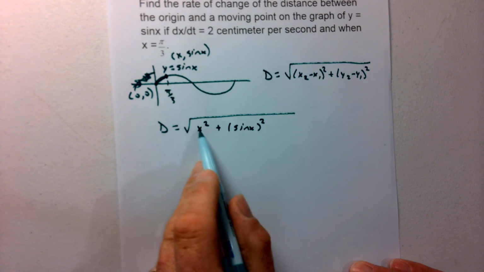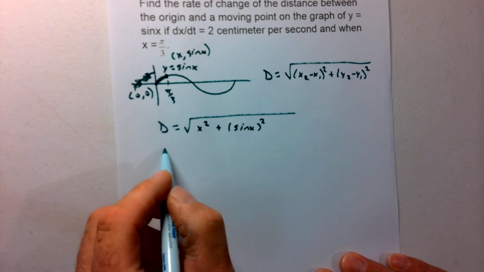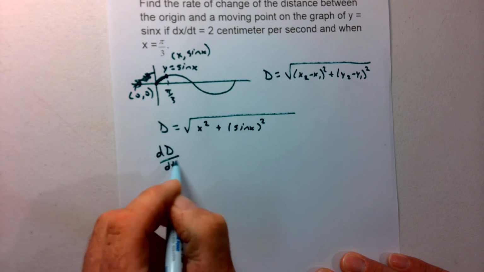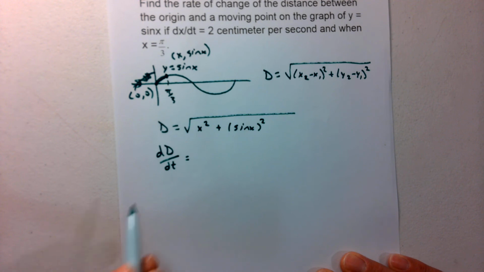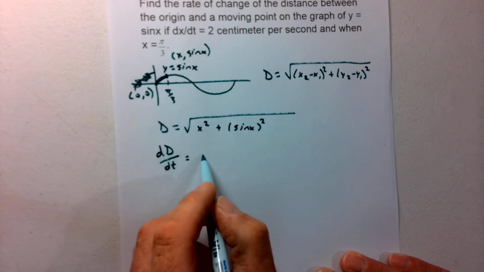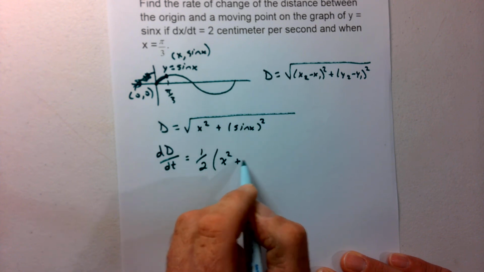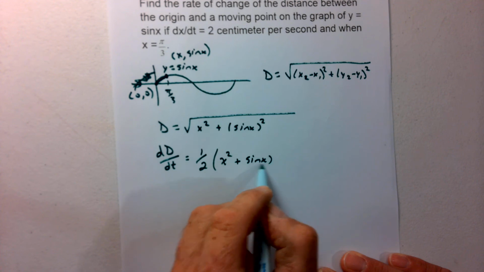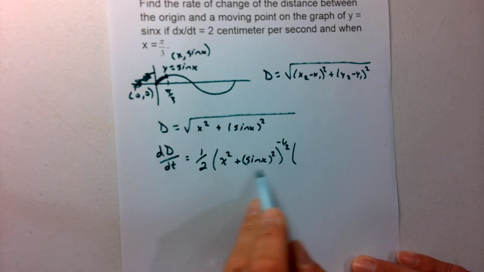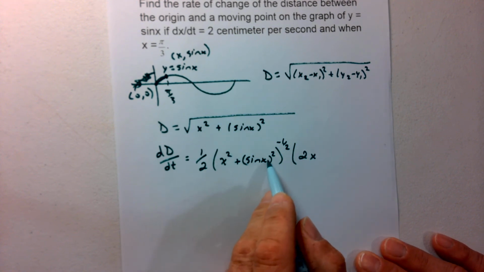Notice we have it in one nice clean variable. We got rid of those y's. So now we can go ahead and find our derivative. So capital D, dD/dt, which is how fast the distance is changing, equals the square root of this. Our derivative is going to be 1/2. We have a nice chain rule here. So we have (x squared plus the sine of x squared) to the negative 1/2 times the derivative of the inside. Derivative of x squared gives us 2x.